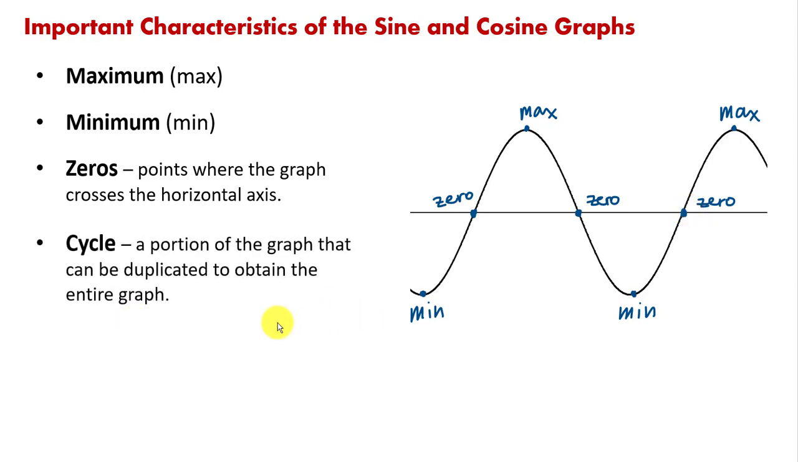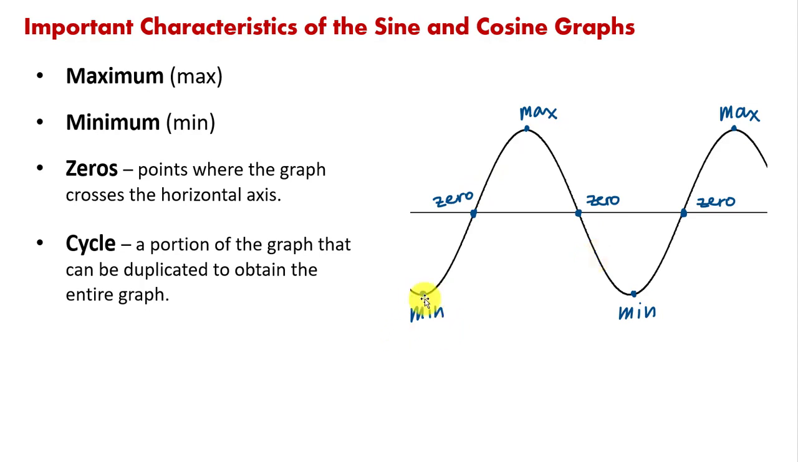Next, a very important characteristic of sine and cosine graphs is a cycle. We already said that the graph consists of repeating patterns. Well, a cycle is just one copy of that repeating pattern. In other words, it's a portion of the graph that can be duplicated to obtain the entire graph. A cycle can start at any place on the graph, but there are some convenient places that we're going to use to identify cycles. One of them is the minimum.